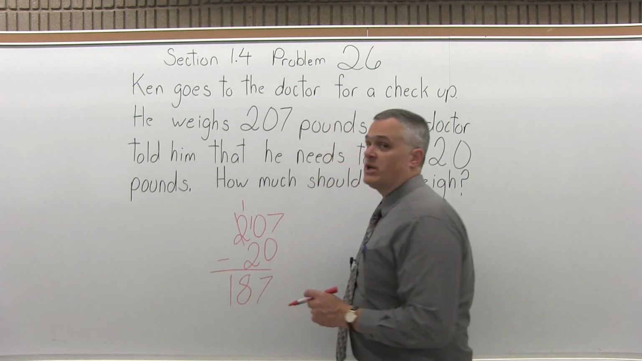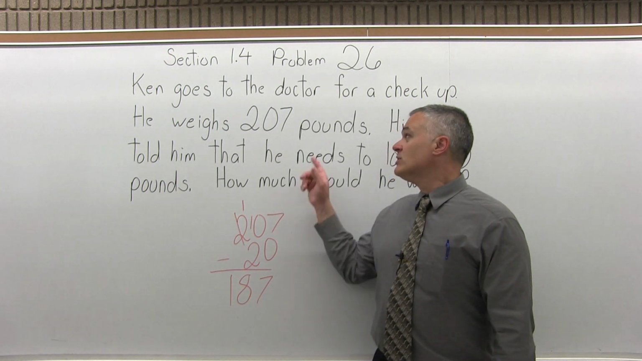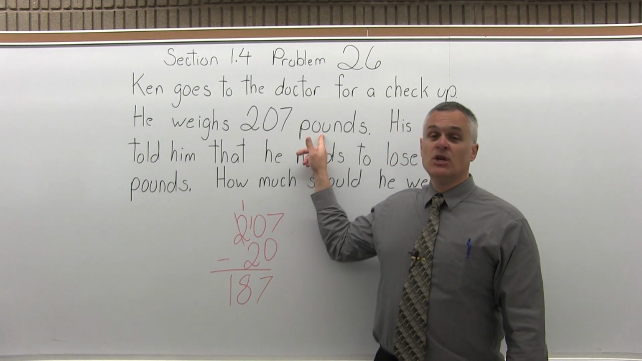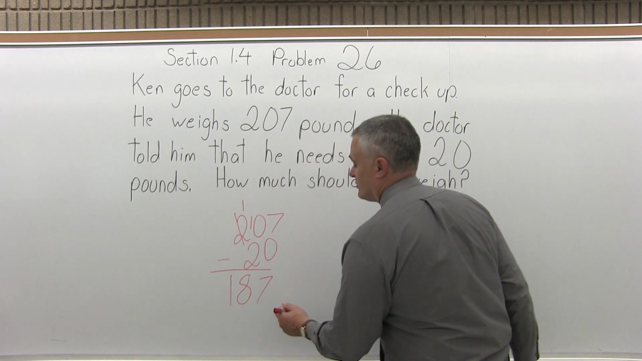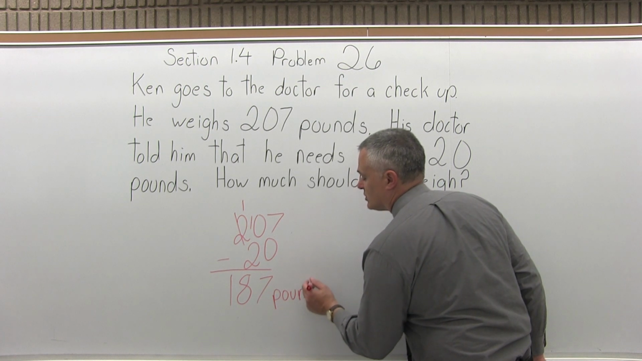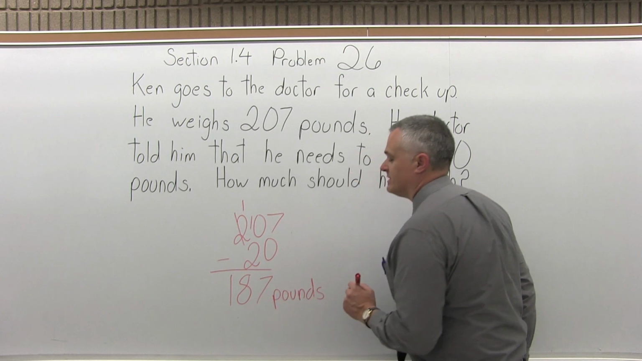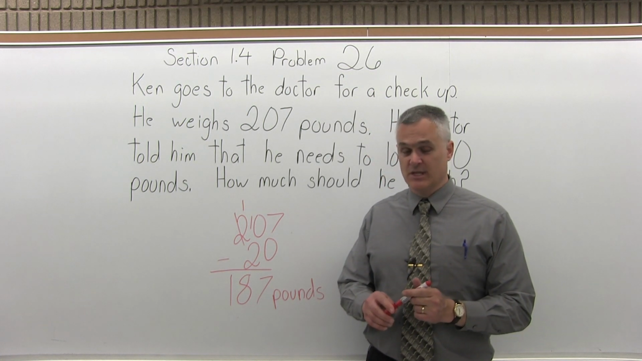Now the answer is 187, but as with most application problems, when they give you units of measure, in this case pounds, we have to put the units of measure back into our answer. So it's not just saying the answer is 187. To do a nice job, we really should say the answer is 187 pounds. That's how much Ken should weigh if he loses the weight that his doctor recommends that he lose.